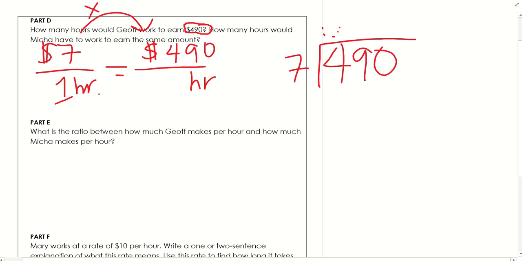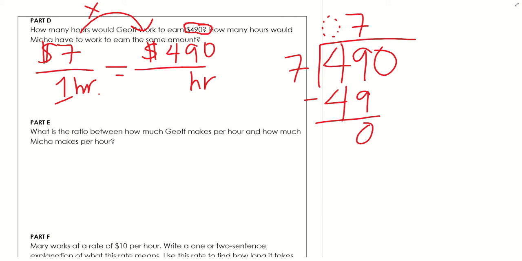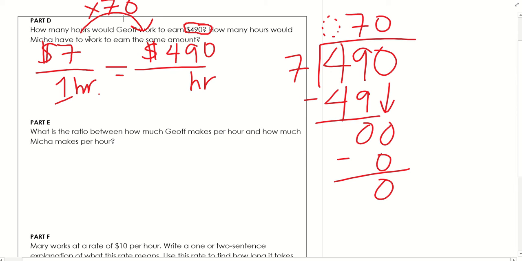7 goes into 4, 0 times. 7 goes into 49 7 times. 7 times 7 is 49. Subtract and you get 0. Bring down your 0. 7 goes into 0 0 times. 7 times 0 is 0. Subtract and you get 0. Show me same if you got that answer. Excellent. So I know that I need to multiply 7 by 70 so that I can get 490.